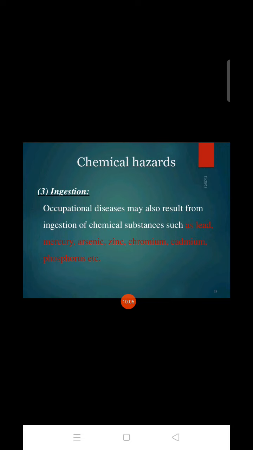Chemical hazard next is ingestion. An occupational disease may also result from ingestion of chemical substances such as lead, mercury, arsenic, zinc, chromium, cadmium, phosphorus, etc. If a person ingests this kind of metal, what will happen? Problems can arise from ingestion of these things.